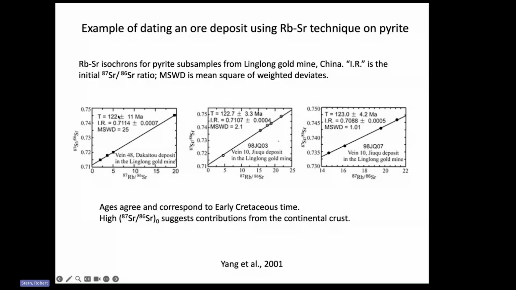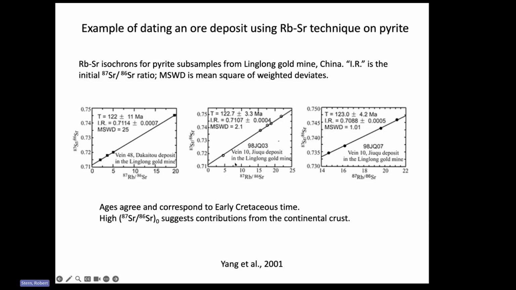And this is a statistical measure of how good the data fit the line, right? You can have data that fit the line perfectly, in which case the MSWD is very, very low, maybe 0, or it can not fit it very well, in which case the MSWD is high. And in this one, it seems pretty high. An MSWD of 25 is pretty high. So a purist would say, well, that's not a very good age.